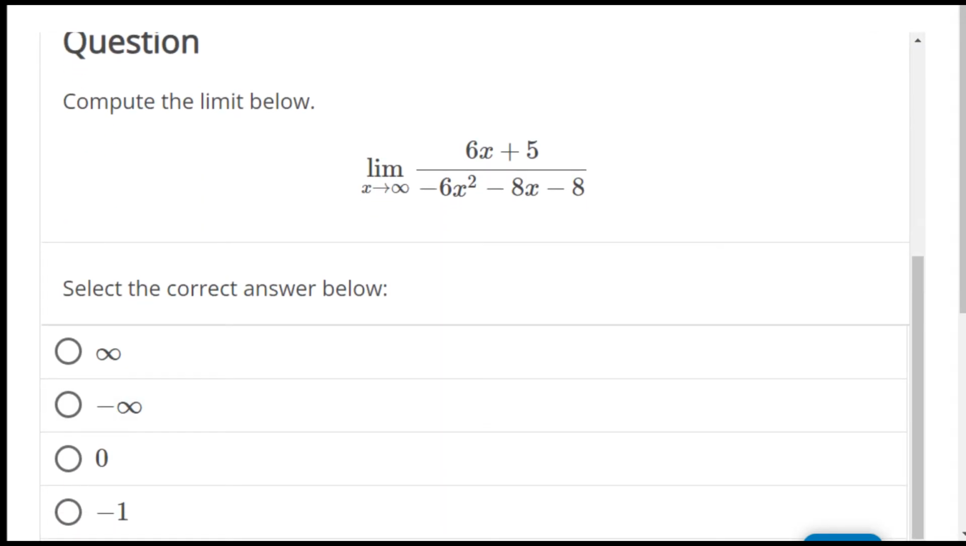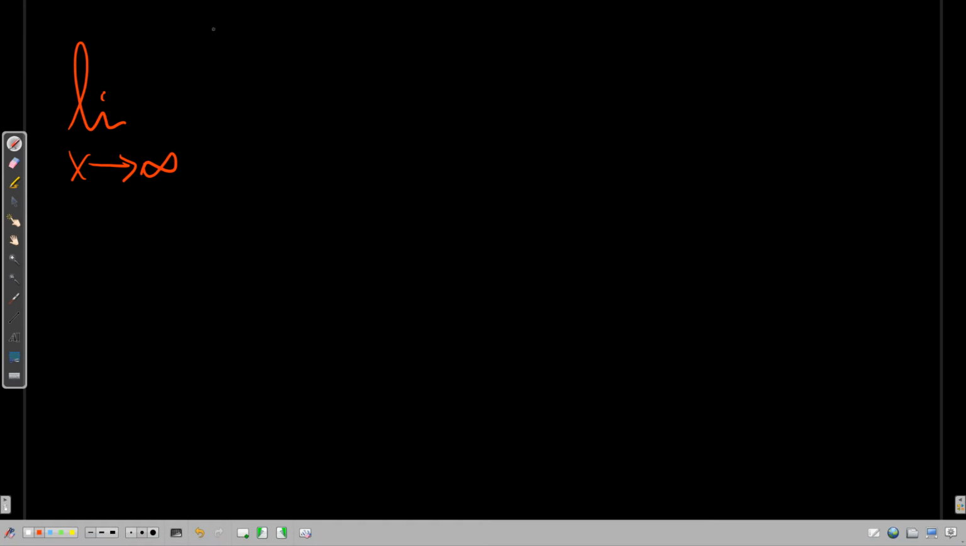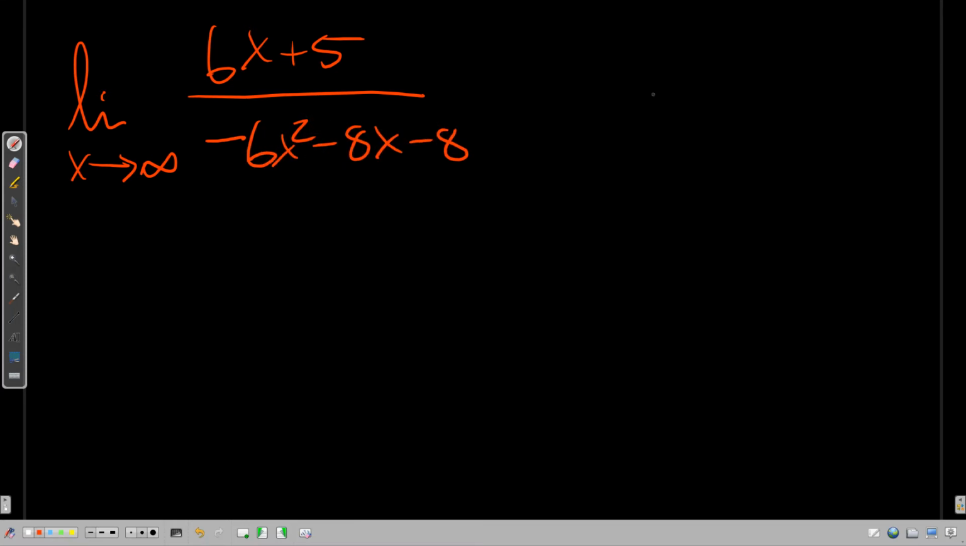Compute the limit below. Alrighty. It is a limit at infinity, and it is the function 6x plus 5 over minus 6x squared minus 8x minus 8.